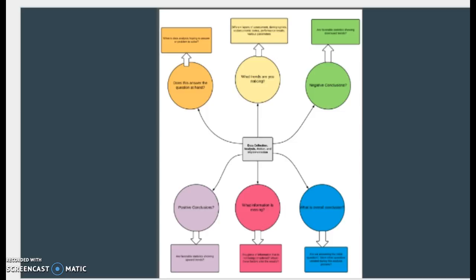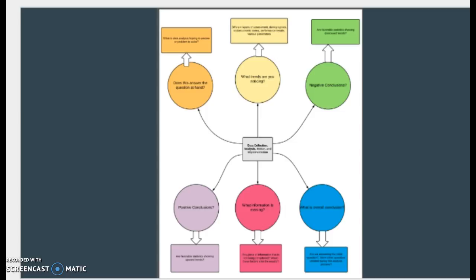What information is missing? Any piece of information that is not being considered in the data that is being analyzed, what would these factors contribute or alter? How would they alter the results or the outcome that we found?